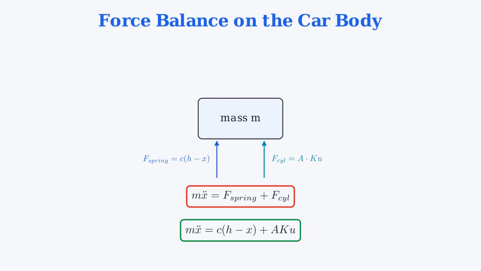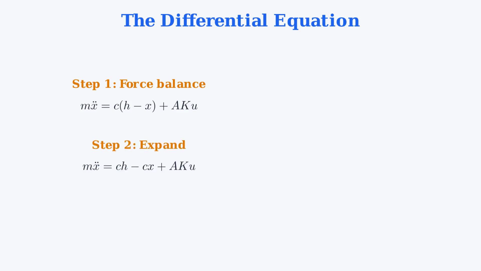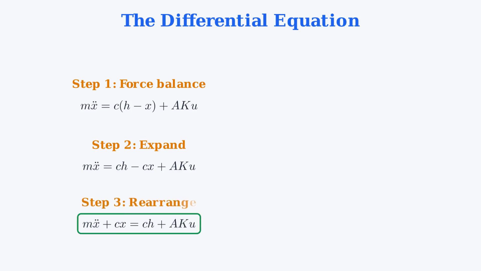Third, gravity pulls down with force m times g, and the spring rest position already accounts for gravity. So when we write the spring force as c times h minus x, gravity cancels out. Putting it all together, m times x double dot equals c times the quantity h minus x plus A times K times U. Let us expand. M times x double dot equals c times h minus c times x plus A times K times U. This is our differential equation.